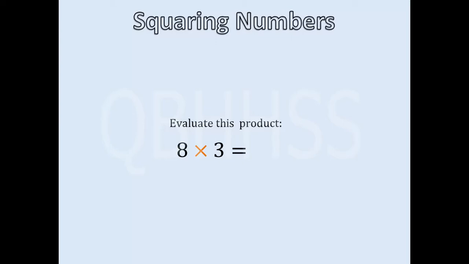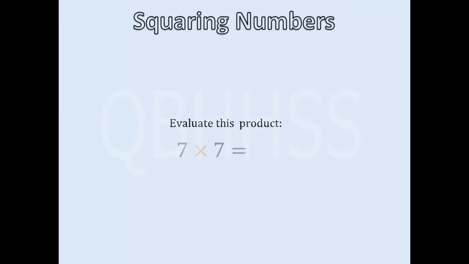What's 8 times 3? 8 times 3 equals 24. Here is another product. What's 5 times 4? 5 times 4 equals 20.